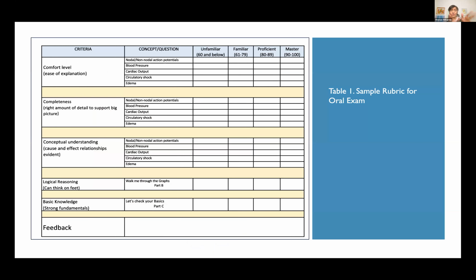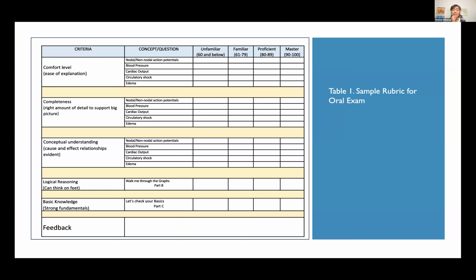This is an example of my rubric that I used for the oral exam. So comfort level, ease of explanation, and then the other is completeness, right amount of detail, conceptual understanding, cause and effect relationships are evident, and logical reasoning, they can think on their feet.